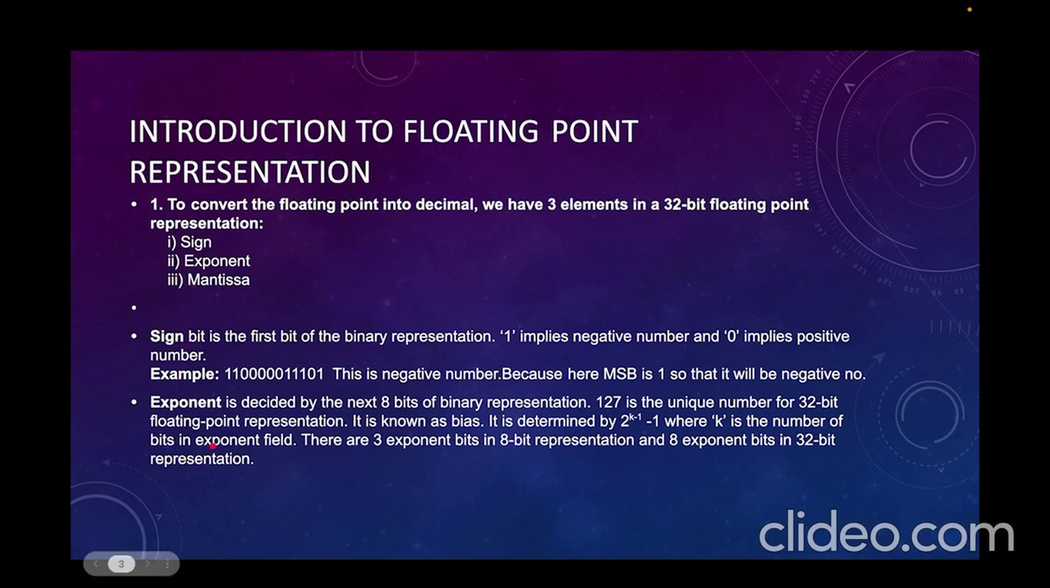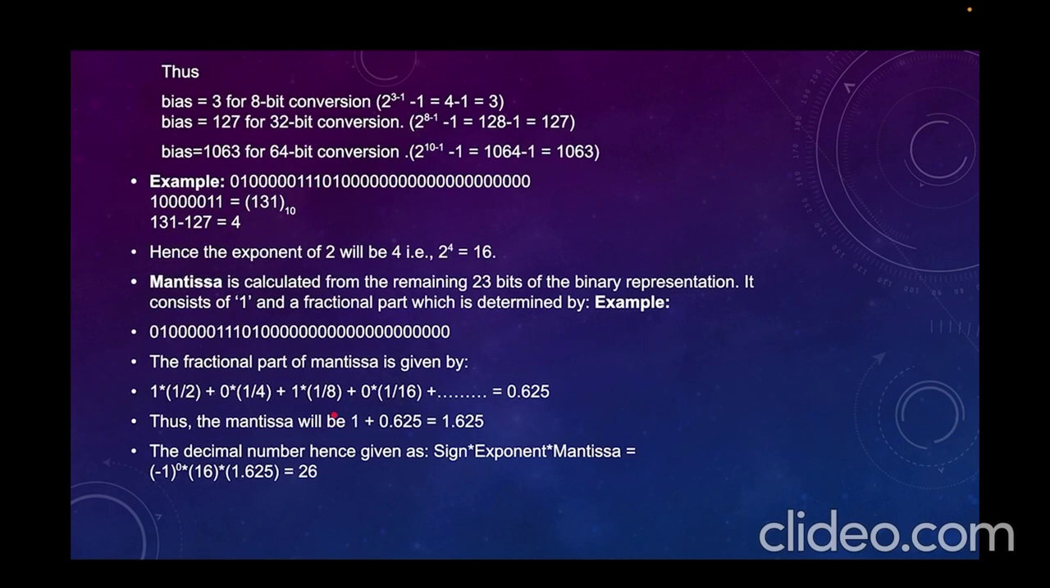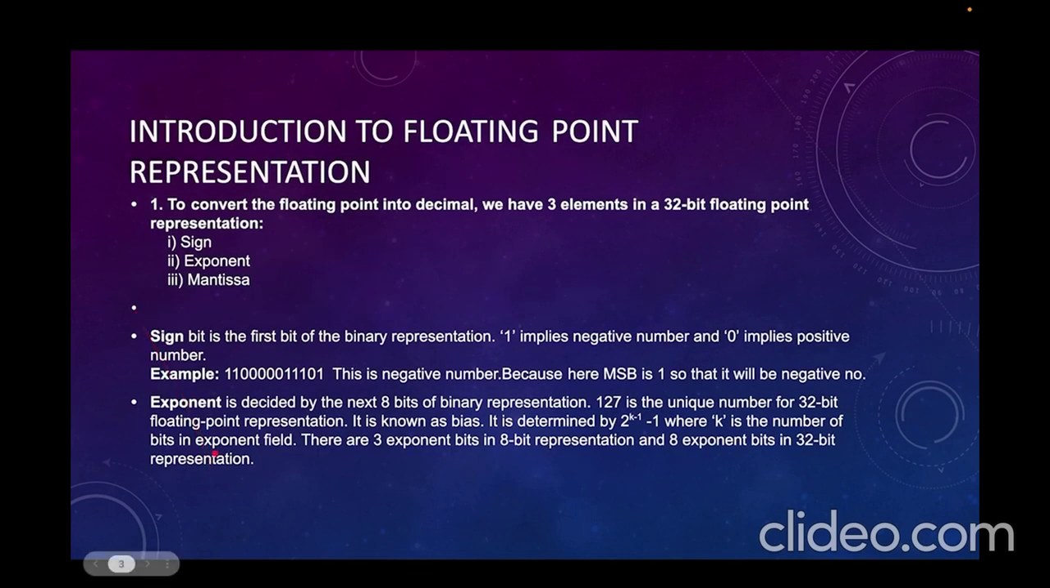Now the second part is the exponent part. The sign part has the first bit in the binary representation. The exponent part has 8 bits of the binary representation, and the remaining 23 bits are for the mantissa part.